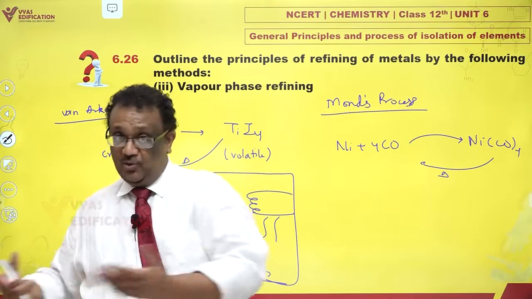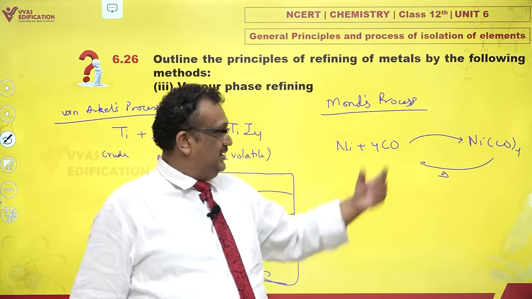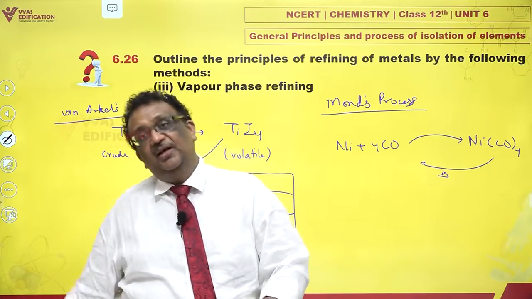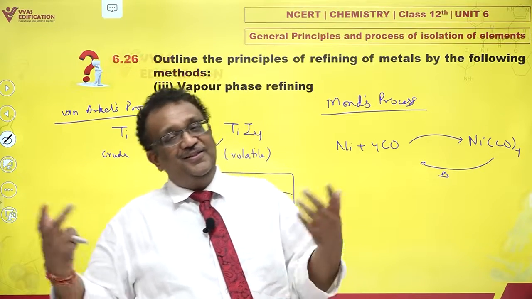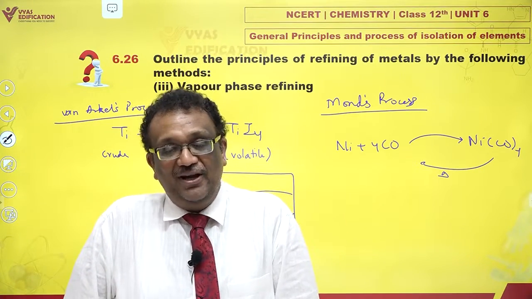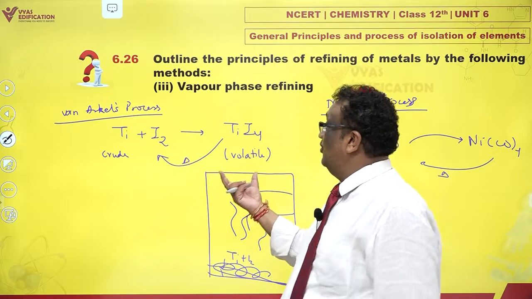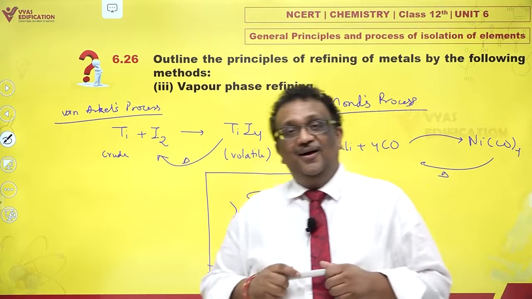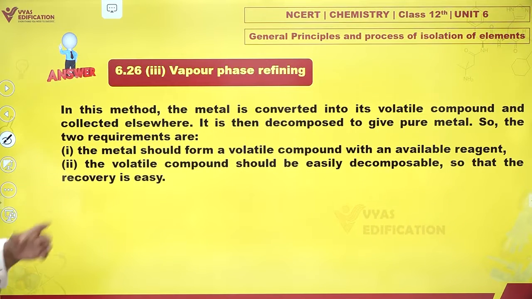Take it to a second chamber because it's vapor, it can flow very easily, and now heat it. It decomposes, it gives you nickel which deposits there, and carbon monoxide, you take CO back and keep on recycling. And this is how you can do vapor phase refining for nickel as well. These are the two examples of vapor phase refining of various metals. For those who want a written answer, this is the answer. Well, the principle has been written down clearly.